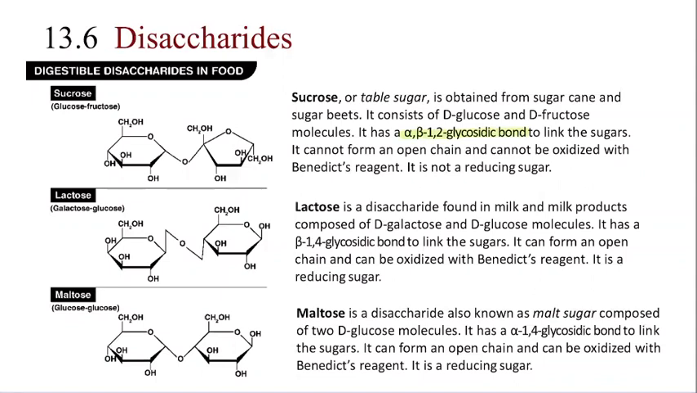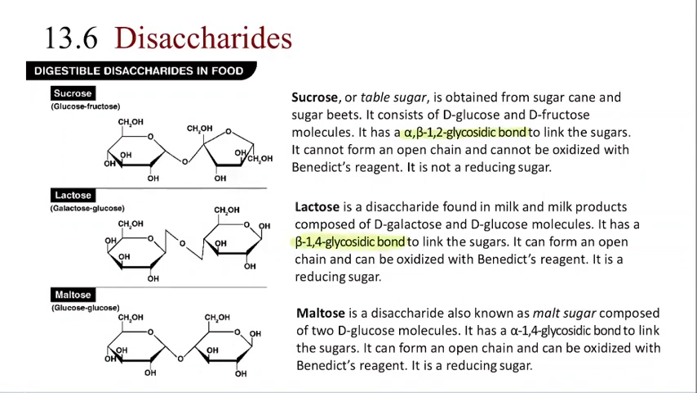Lactose is a disaccharide that is found in milk and milk products. What is it composed of? Galactose and glucose. Now, the linkage between the galactose and the glucose is known as a beta 1,4 glycosidic bond.